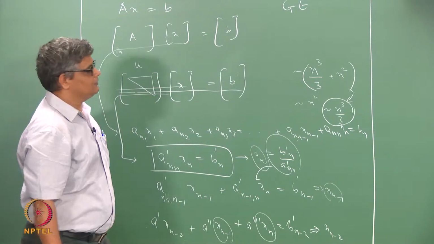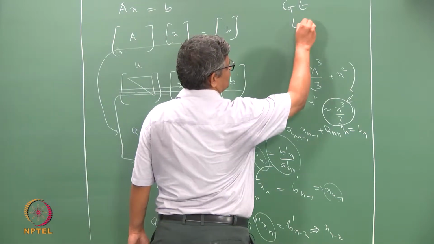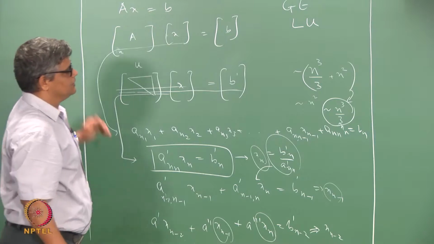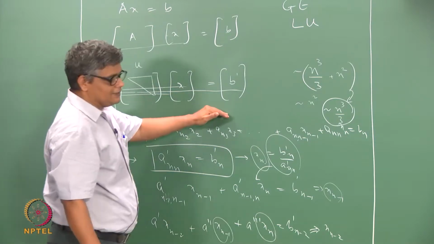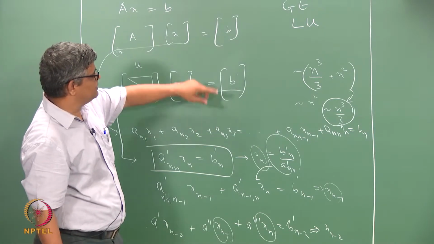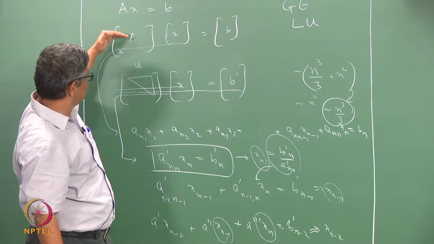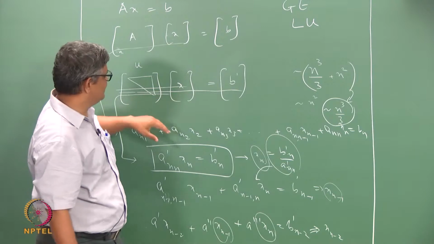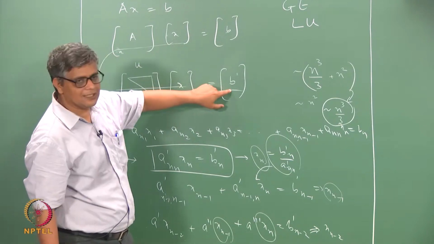The other method that we looked at, which is the LU decomposition method, is similar to this in principle. In the case of Gaussian elimination, as we transform Ax equal to b into Ux equal to b prime here, the right hand side is also getting transformed.